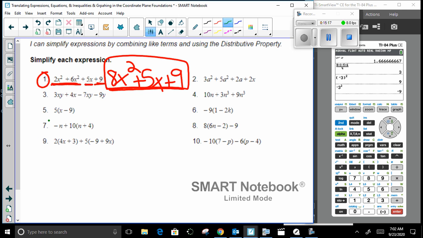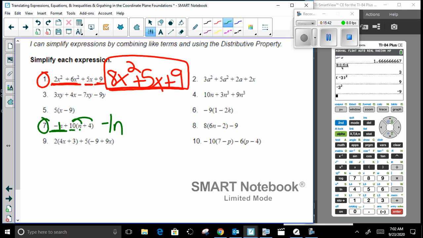Let's look at number 7. Something to remember here on number 7 is I have parentheses. I've got to get rid of parentheses first. So remember, to get rid of parentheses, you distribute. Another thing that I wanted to point out is this negative n. What is the coefficient? What is the number in front of n if I don't see it? It would be a 1. So that really is negative 1n. So let's leave that negative 1n.